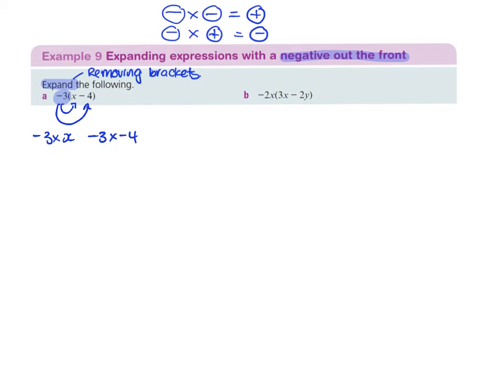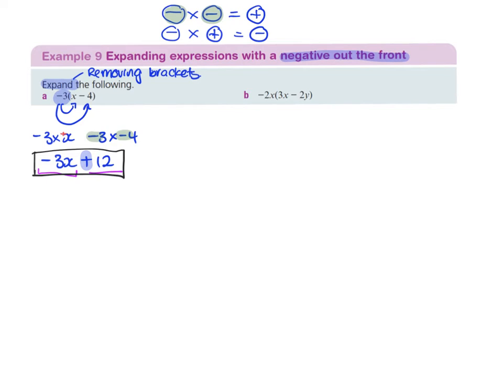So if I have negative 3 times x, now remember this has got a little positive there, so negative 3 times x would be what? Yeah, good, negative 3x. Now we have to remember we've got a negative by a negative, so that was like up here. So what's negative 3 times negative 4? Plus 12. So that's as far as I can go. Now I can't add them because they are different, aren't they? 3x is different to the constant term of 12. So my answer is negative 3x plus 12.